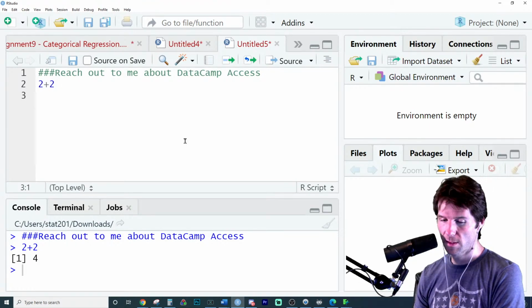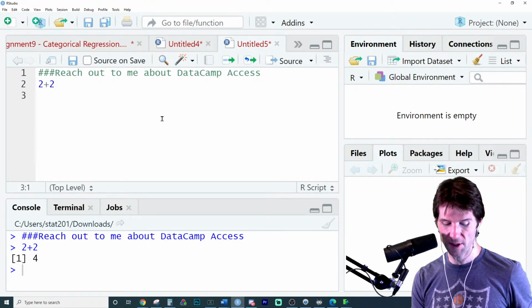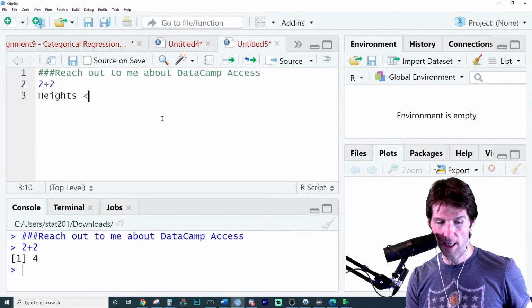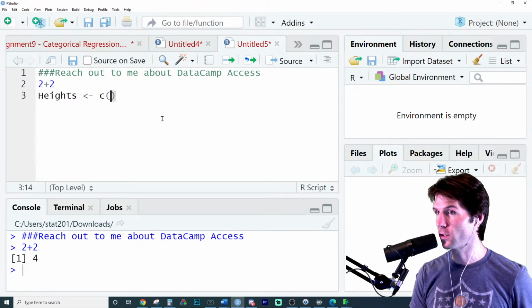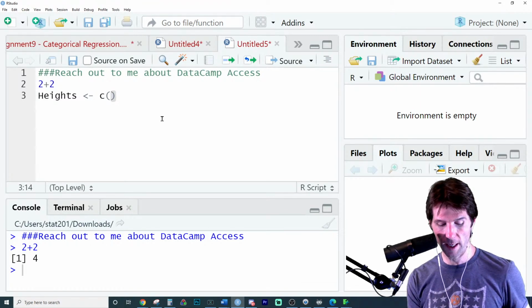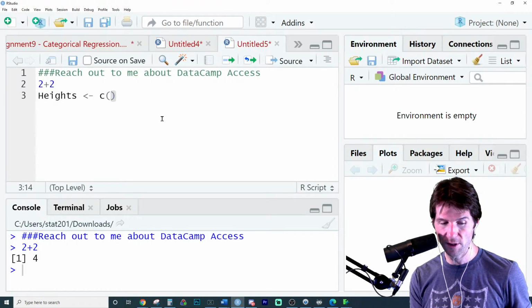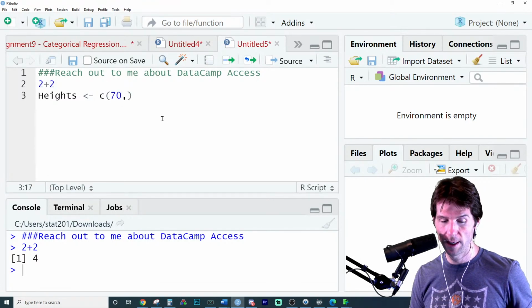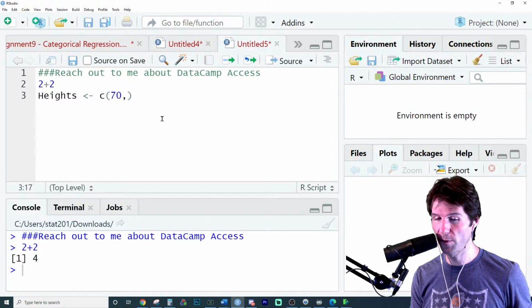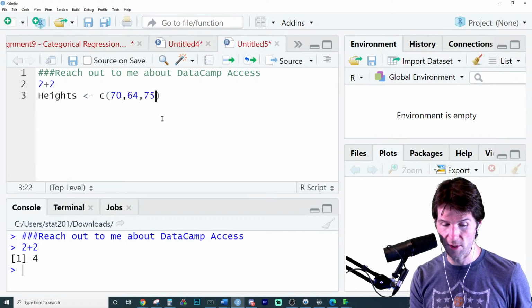But watch this. If I were to collect data on people's heights, I would go here and concatenate a vector. This creates a vector. And so I've opened up a vector and I asked somebody their height and they say, I am 5'10", 70 inches. Now I put a comma for the next observation. And the next person says, I am 5'4". Next person says, I am 6'3". Next person says, I am 6 feet tall.